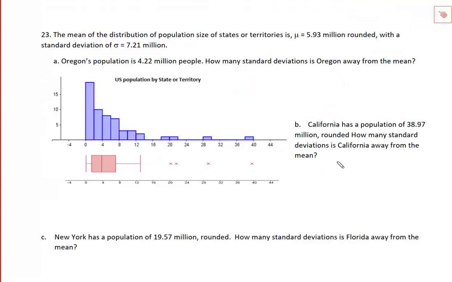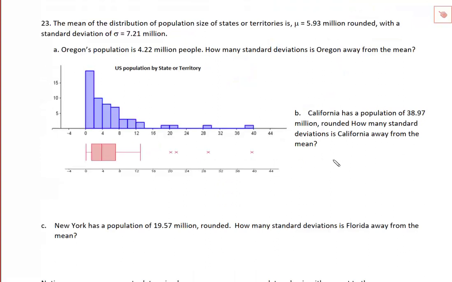Let's look at the following. The mean of a distribution of population size, states or territories, is 5.93 million people rounded, with a standard deviation of 7.2 million people. Okay, so let's look at Oregon's population, which is 4.22 million people. How many standard deviations is Oregon away from the mean? All right, so let's take a look at this. What this means is z-score, because that's the definition of a z-score, how many standard deviations.